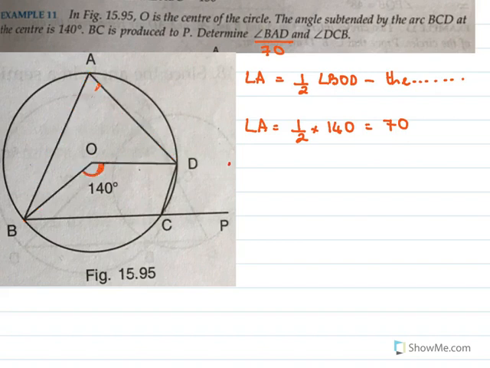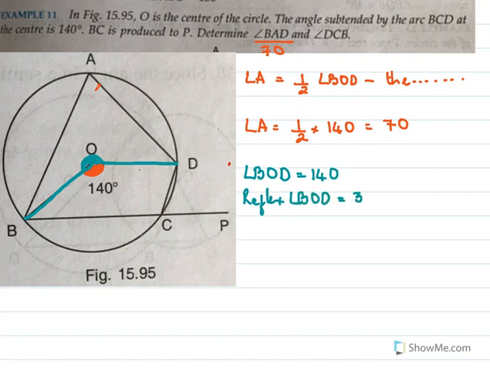And the next part of the sum. This is 140, angle BOD is 140, therefore the reflex angle will be 360 minus 140. So we write that. Angle BOD equal to 140, so reflex angle BOD equal to 360 minus 140, so that will be 220. So this is the angle at the center.